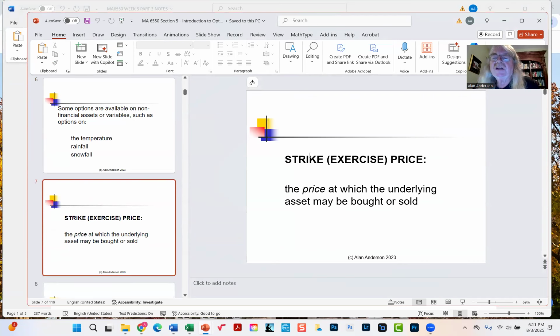Now, the strike or exercise price is the price at which you're allowed to buy or sell the underlying asset. Remember, with forward contracts, the price was called the forward or delivery price. With the futures contract, the price was the futures price, but here it's called a strike or exercise price.